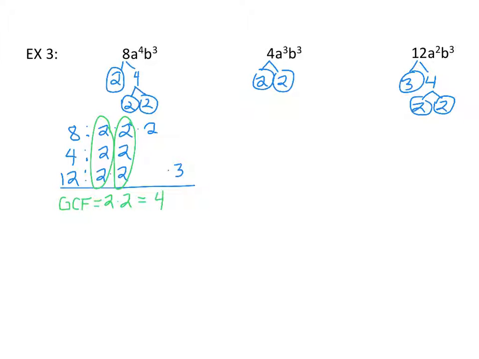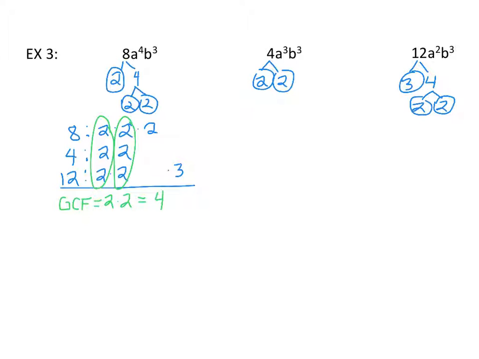So as we look at the A's, the 8 has 4 A's, the 4 has 3 A's, and the 12 has 2 A's. So this is the smallest number of A's. So at most, and they all have A's, so at most we can take 2 A's from each of these and take the same amount. Notice that this has 4 A's. I could take 4 from this one, but this one doesn't have 4 to give, and this one doesn't have 4 to give. The most that each of them has to give, and to give the same amount, I'd be taking 2 A's from this, 2 A's from this, and 2 A's from that, would be A squared.